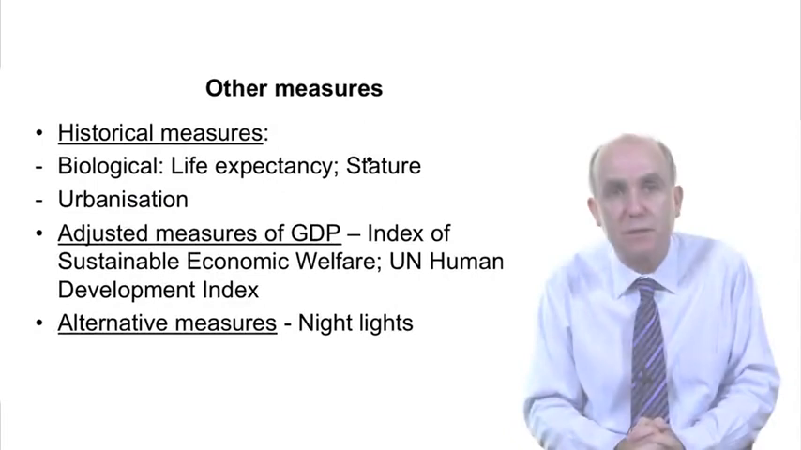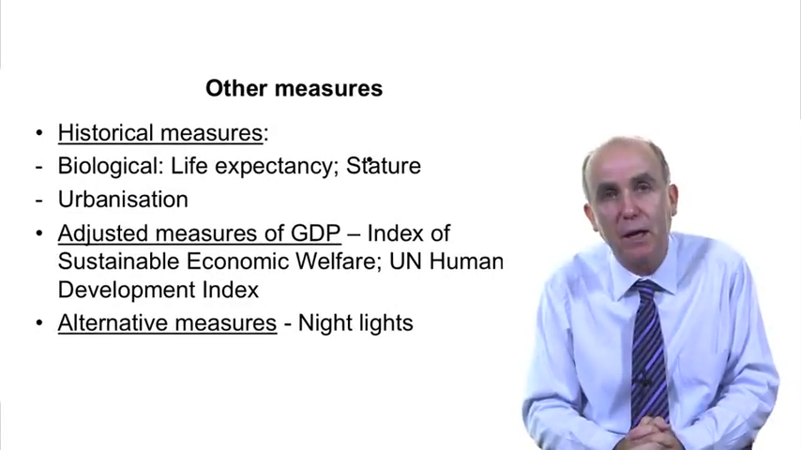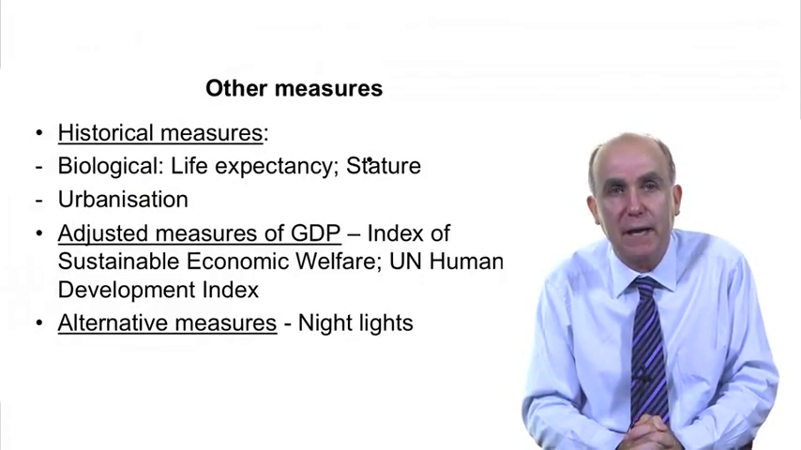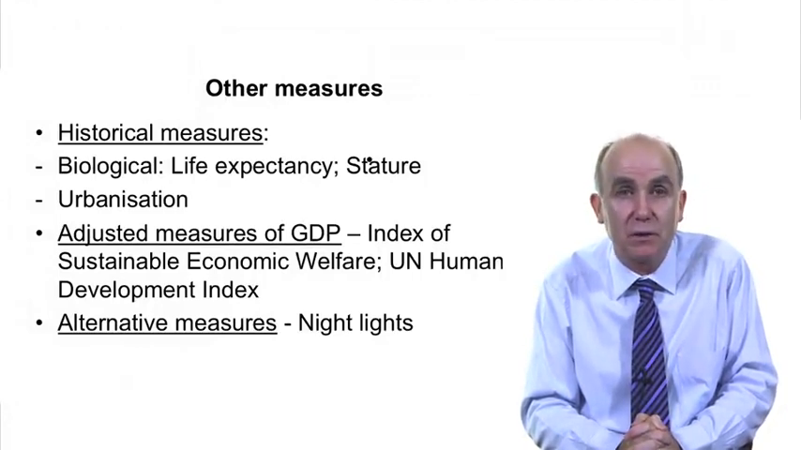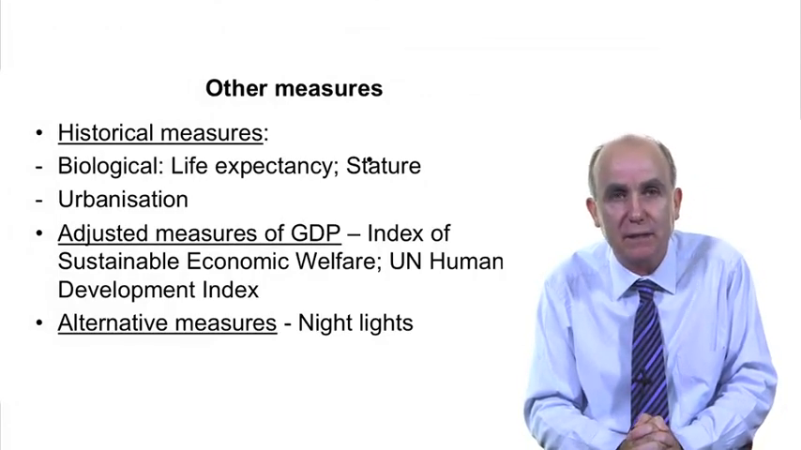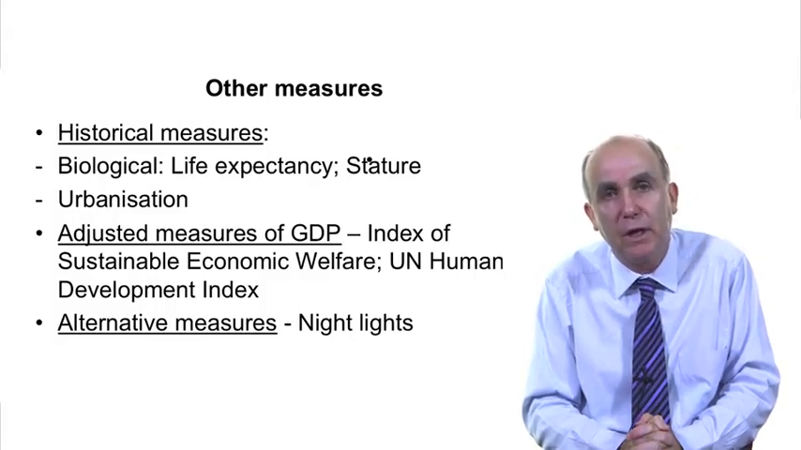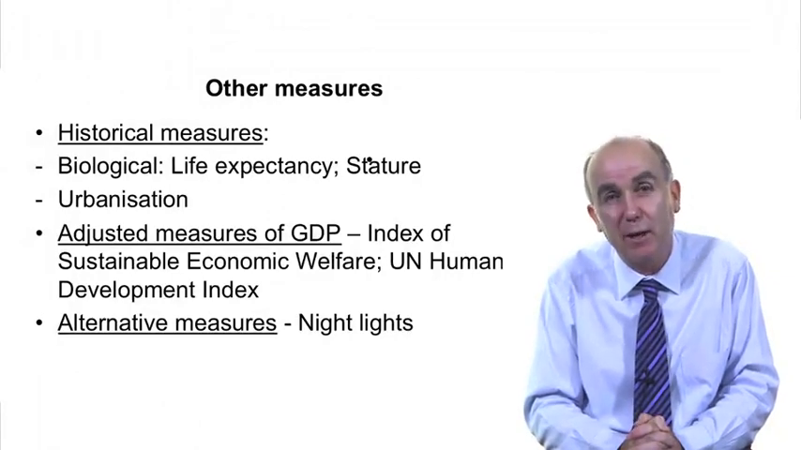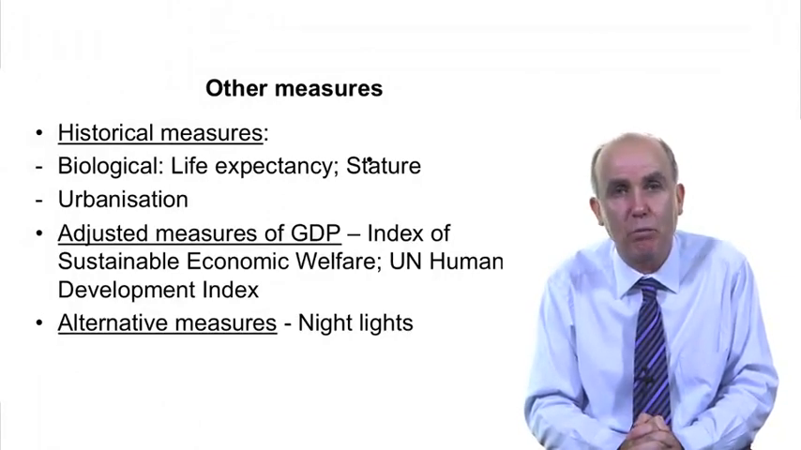There have been other approaches as well. One approach has been to say, well, look, if there are problems with GDP, maybe we should correct the measure of GDP for those problems. So, for example, you could have an index of sustainable economic welfare, which corrects the GDP measure for environmental effects of economic development. Or the UN Human Development Index, which integrates GDP per capita with measures of life expectancy and literacy to try and create a broader measure of well-being.